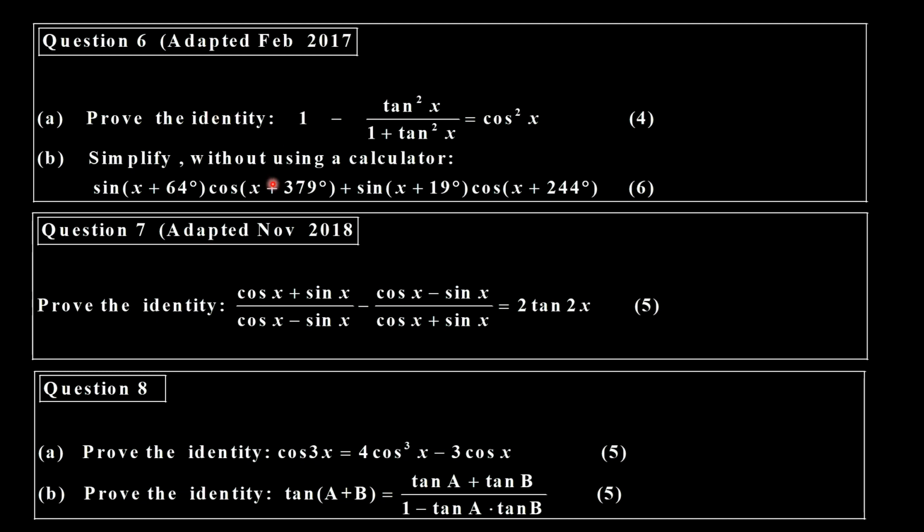There's proving an identity, simplification, proving an identity, and here's something similar in number 8, where we have cos of 3x, and you must write it in terms of cos of x. And then here we have another identity: prove that tan of a plus b is tan a plus tan b over 1 minus tan a times tan b.